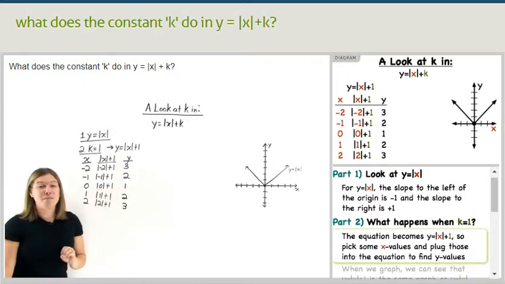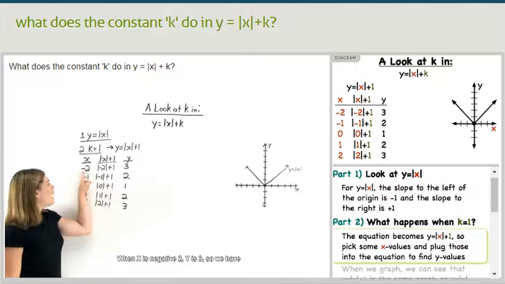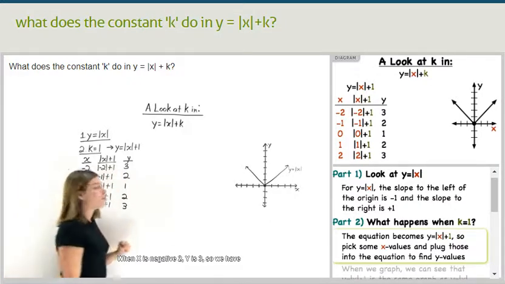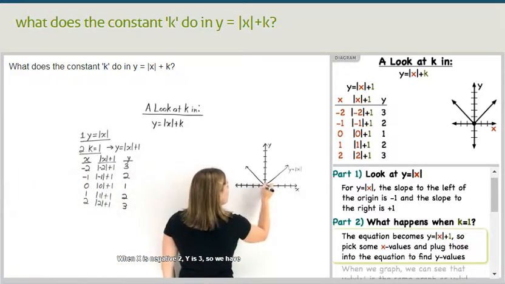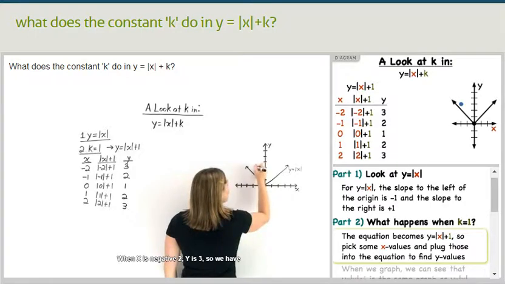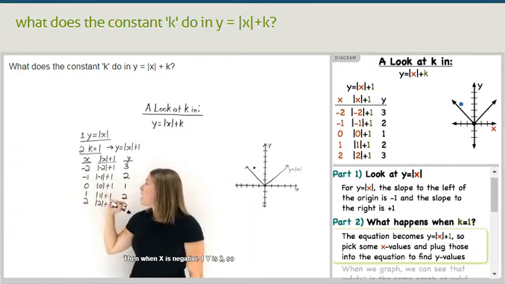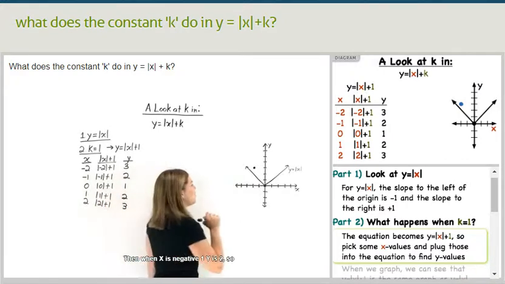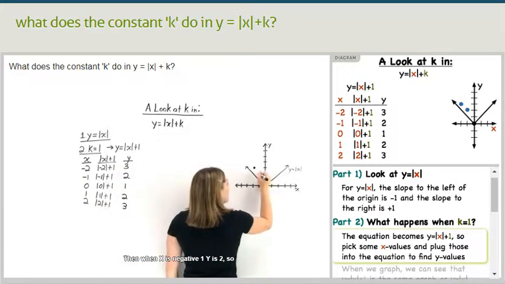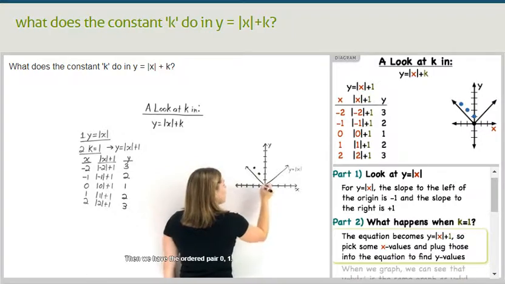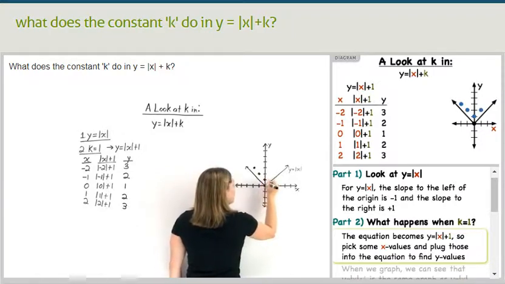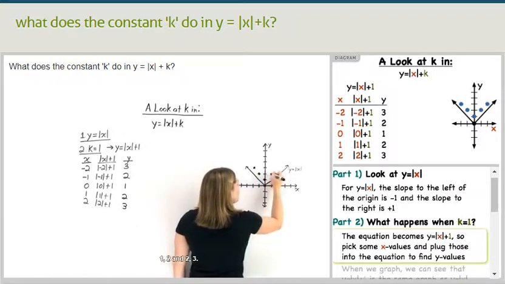Let's plot these and make our graph. When x is -2, y is 3. So we have the ordered pair -2, 3, right here. Then, when x is -1, y is 2. So we have the ordered pair -1, 2. Then we have the ordered pairs 0, 1; 1, 2; and 2, 3.